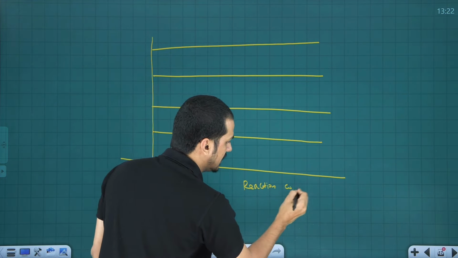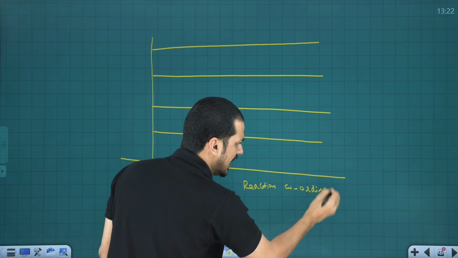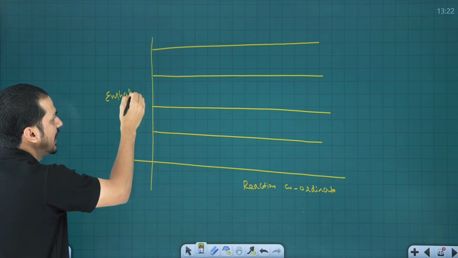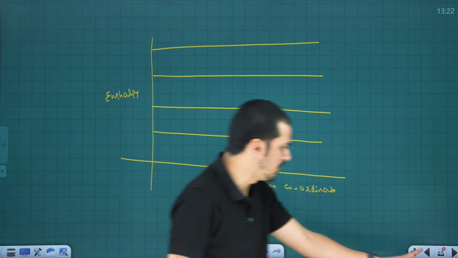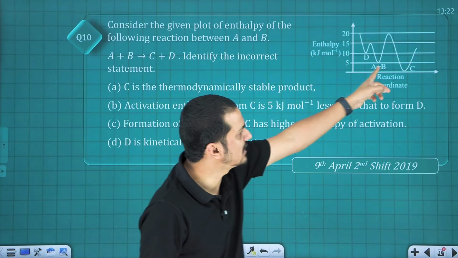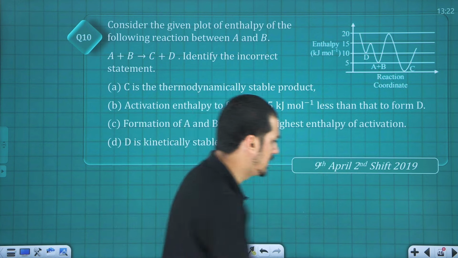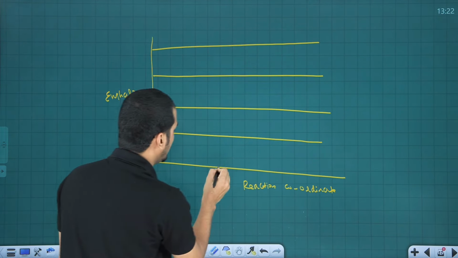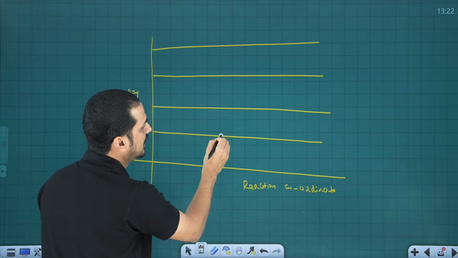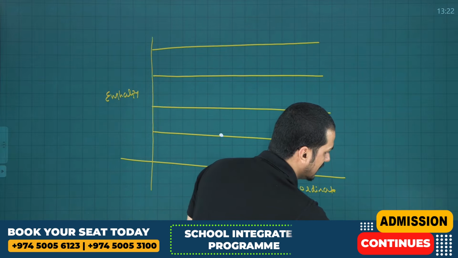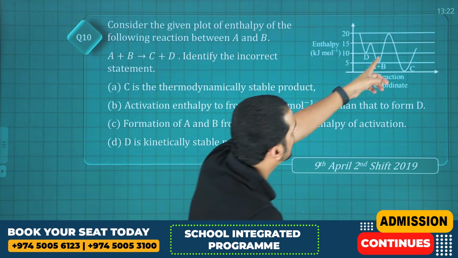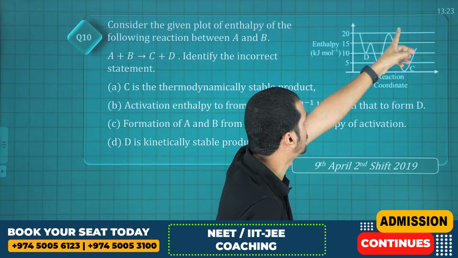Reaction coordinate. And in the y-axis, what is there? Enthalpy is there. Whenever the reactants are A and B, their enthalpy is 5 joule. So the enthalpy of A and B will be here. Then once they are reacting, their enthalpy is increasing up to 20.